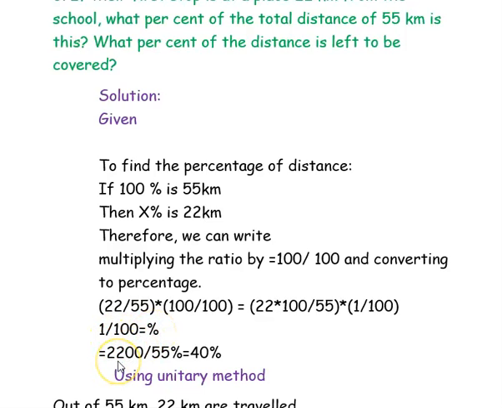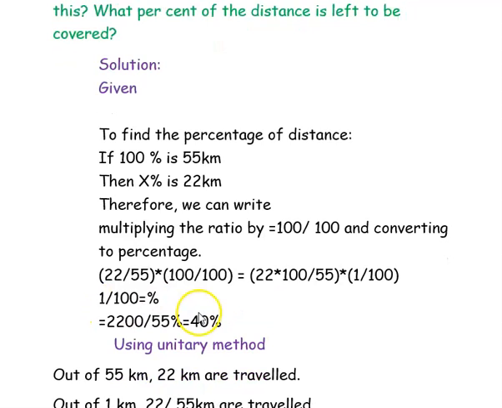So now we can simplify like this. 22 into 100 is 2200, divided by 55, into 1 divided by 100 is percentage. So 2200 divided by 55 is nothing but 40. So 40 percentage. So when they are at a distance of 22 kilometers, they have covered 40 percentage.